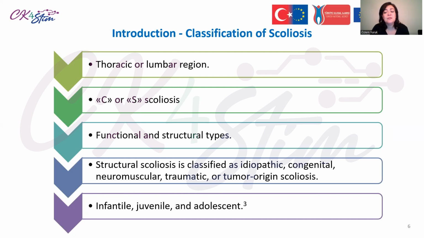Structural scoliosis is classified as idiopathic, congenital, neuromuscular, traumatic, or tumor origin scoliosis. Most cases of scoliosis are idiopathic. According to age, it is divided into infantile, juvenile, and adolescent. The most common form of scoliosis is adolescent idiopathic scoliosis, which appears in late childhood or adolescence.